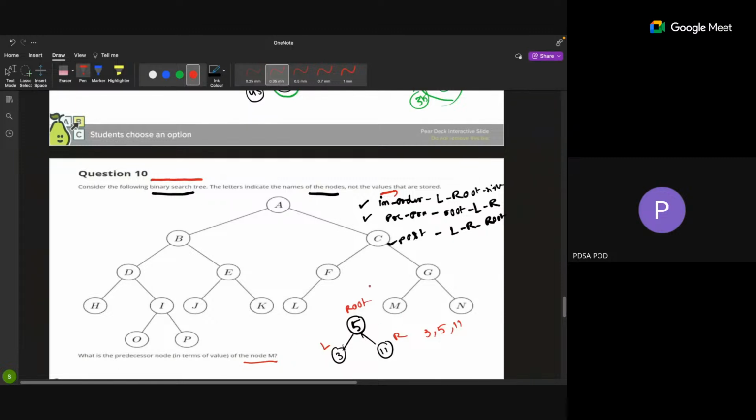So before M, what is traversed? That is called the predecessor. Now let us consider we are traversing this tree in in-order traversal: left, root, right. Now, A: is it traversing A, or is it going for the left? What is it traversing first? Is it traversing A or is it going to B? Left first. So is B traversed, or is it going to the left? Is it going for the left or traversing D?